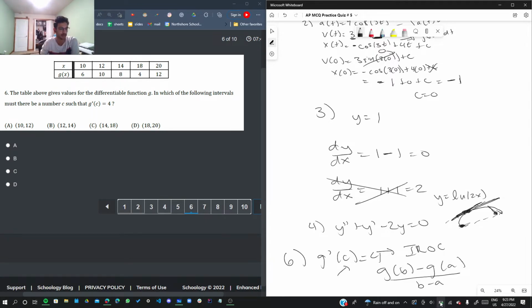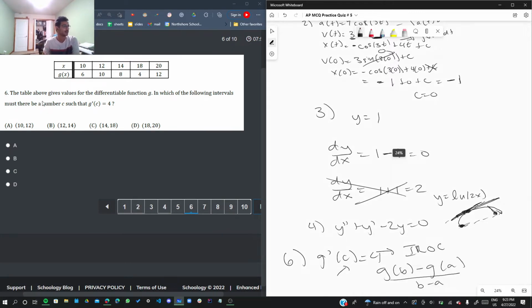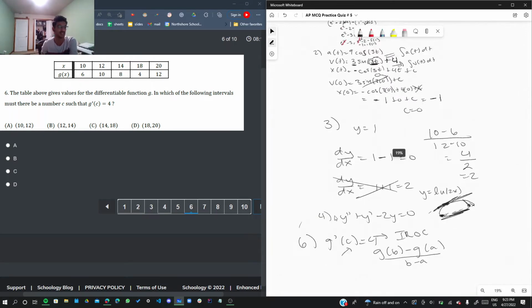Okay, battery's running out. Hopefully it'll last. So g prime of c is equal to 4. So now we're just trying to find 2 points where the slope is 4. That's right, we're trying to find the average rate of change. So from x is 10 to 12, we have g of 12 minus g of 10 over 12 minus 10, right? So that's going to be 4 over 2. The slope is 2, so we can't guarantee that.